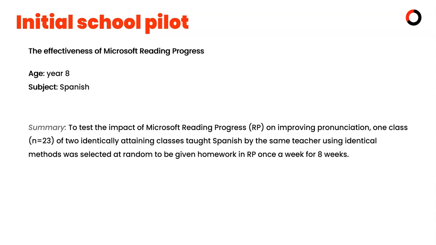One class of 23 students, of identical attaining classes taught Spanish by the same teacher using identical methods, were selected at random and given homework in Reading Progress once a week for 8 weeks. So one class received Reading Progress and the other class received the usual homework that they were being given by the teacher.